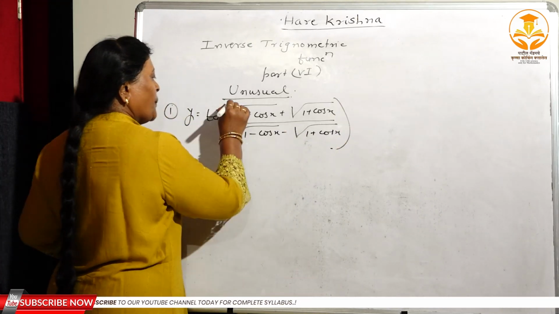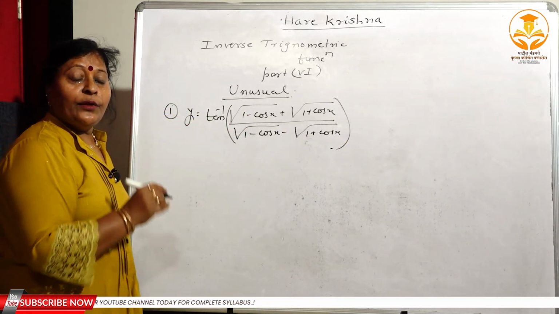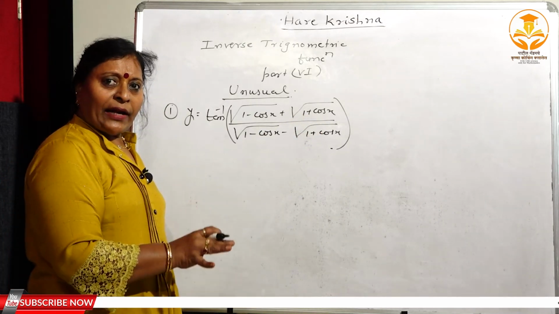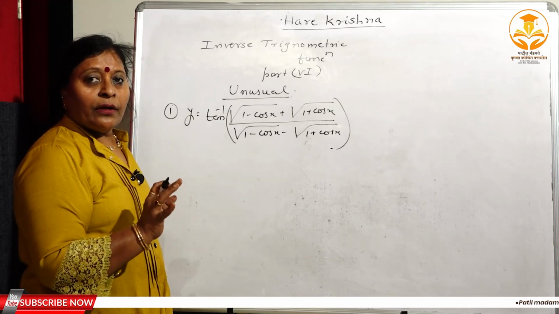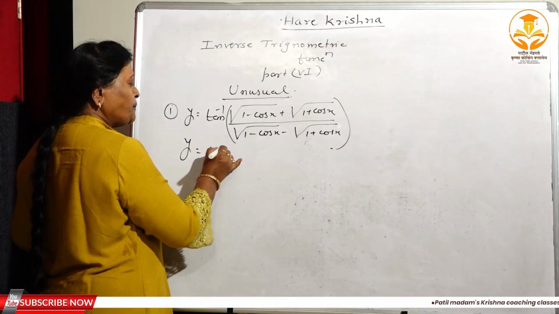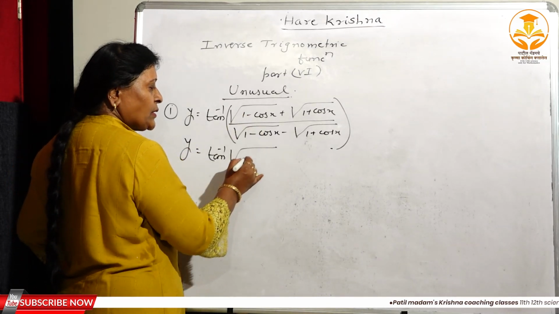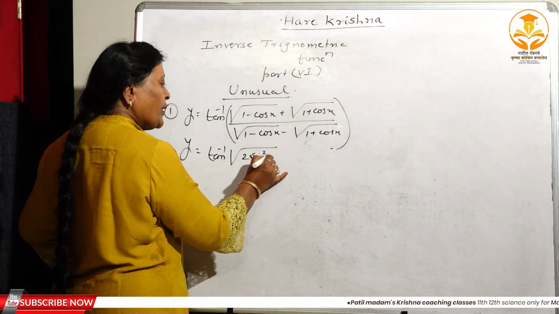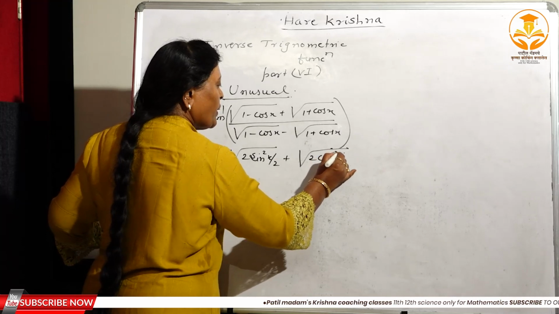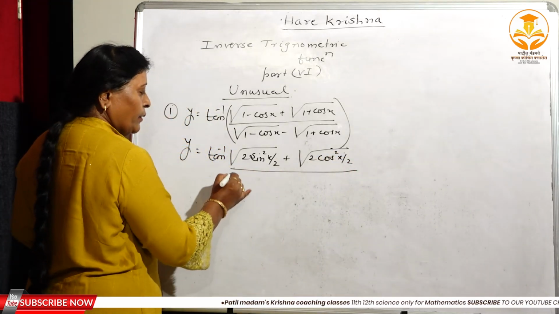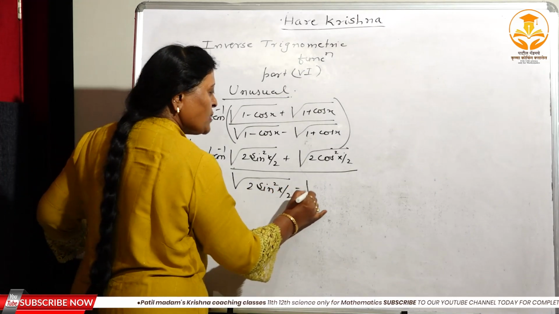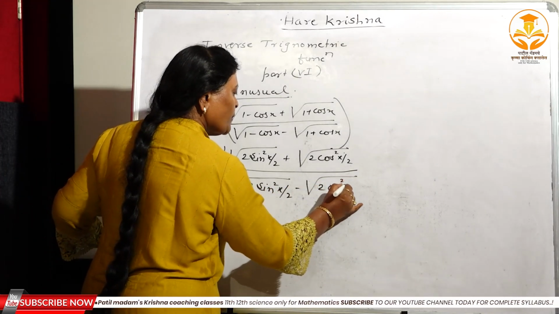Right? Now again, what can you do? You have to use the evergreen formula, because there is 1 minus cos x and 1 plus cos x. Therefore you try it at once. It is again very important. Here 1 minus cos x you can write as 2 sin square x by 2, and 1 plus cos x you can write as 2 cos square x by 2, with a minus 2 cos square x by 2 in the denominator.